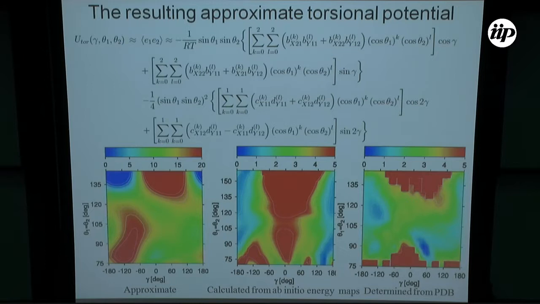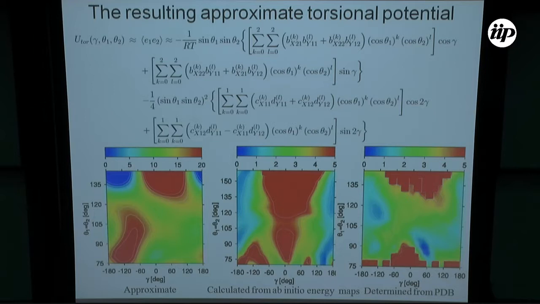this is already the dependence, the map of the torsion potential computed numerically. So we can see that there is a dependence on theta and gamma. I only present the section theta 1 equal to theta 2. This is the statistics from the PDB, and except for the fact that, of course, helices are overrepresented in the PDB database, so we have an additional minimum, this looks quite similar to this.